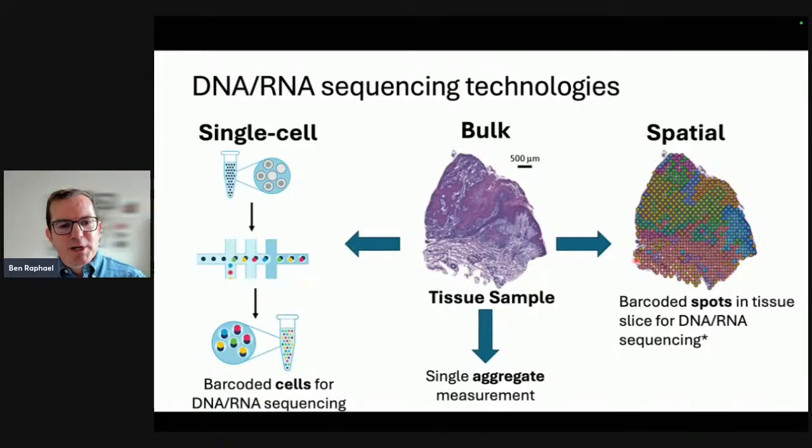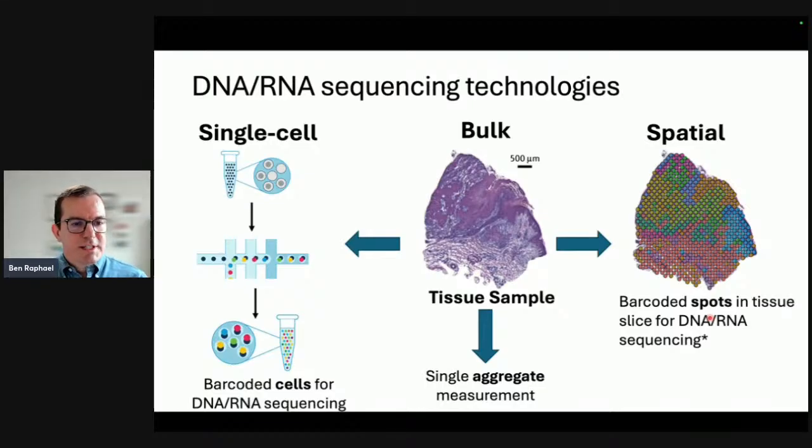And then even more recently, in the past few years or so, there have been technologies to actually adapt some of these type of barcoding technologies to now barcode not individual cells, but individual locations within a two-dimensional tumor slice. And so with these spatial sequencing technologies, we can measure not just the mutations, but also where those mutations are within the physical space of the tumor.